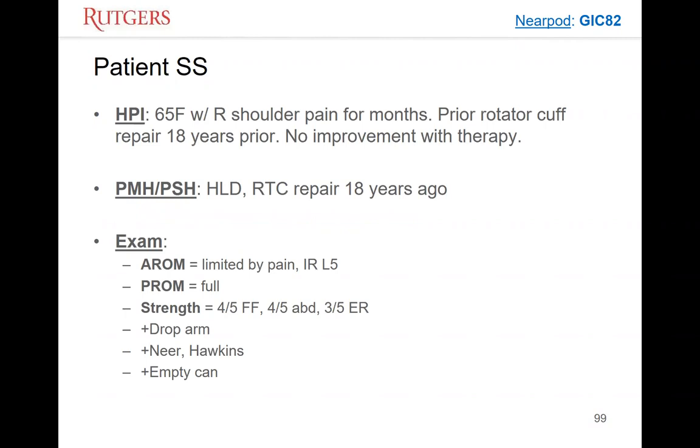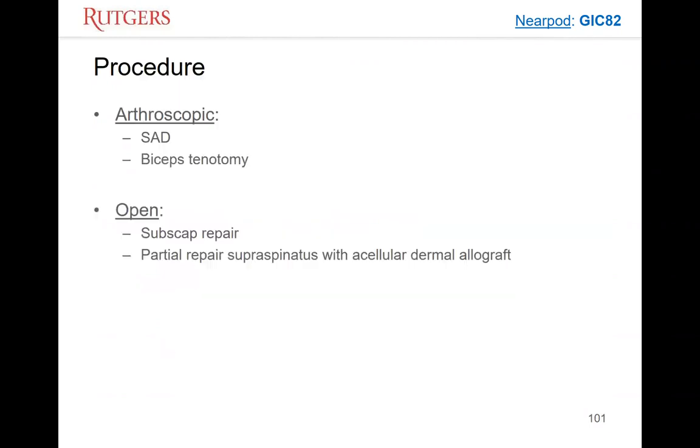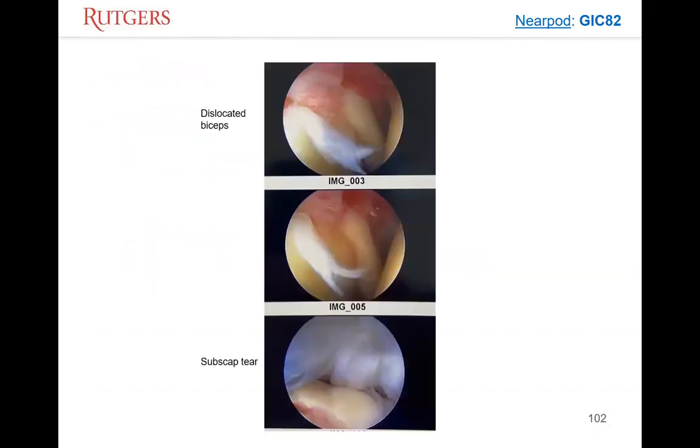And then the last patient was the 65-year-old female who had a re-tear of her prior repair. And she underwent an arthroscopic subacromial decompression and tenotomy. Her tear was deemed too large and immobile to repair primarily, and her subscap was able to be repaired, but the supraspinatus underwent a partial repair with a dermal allograft.